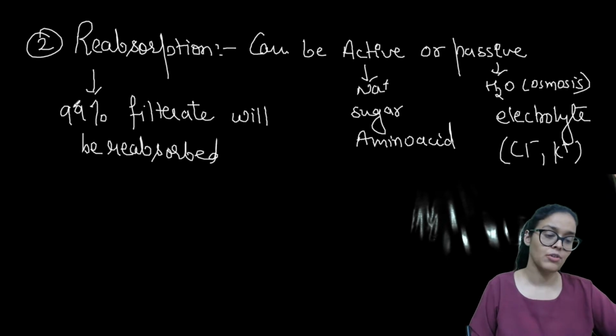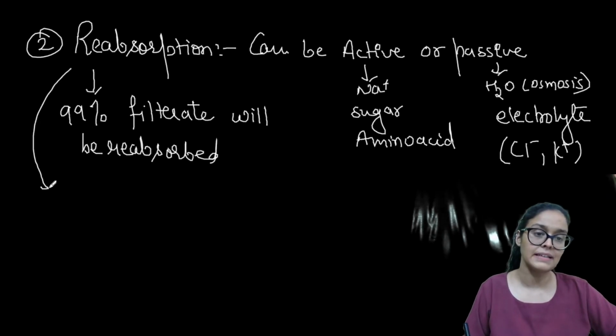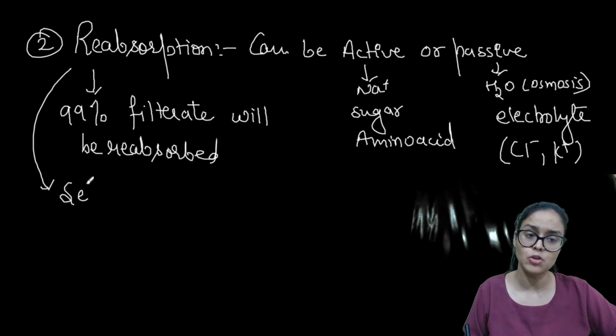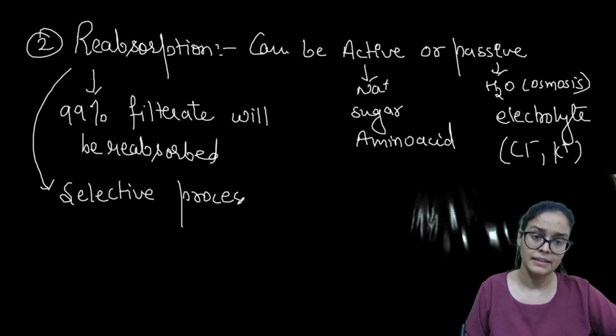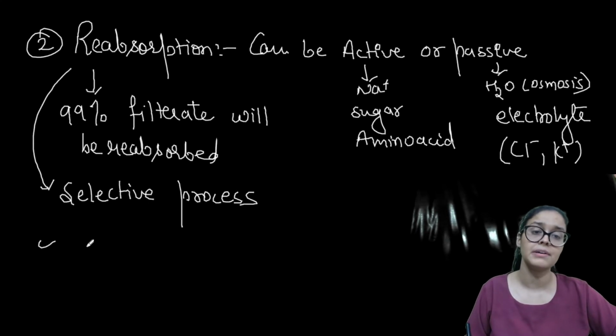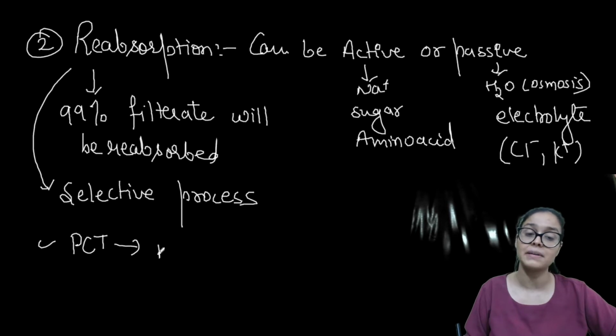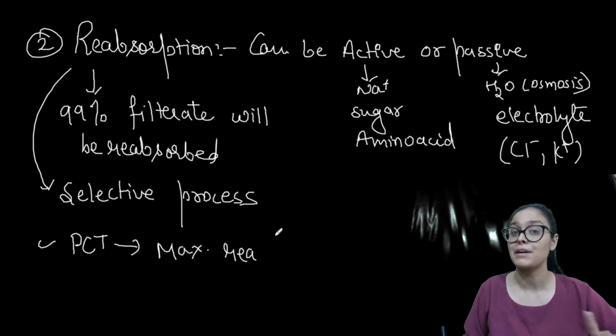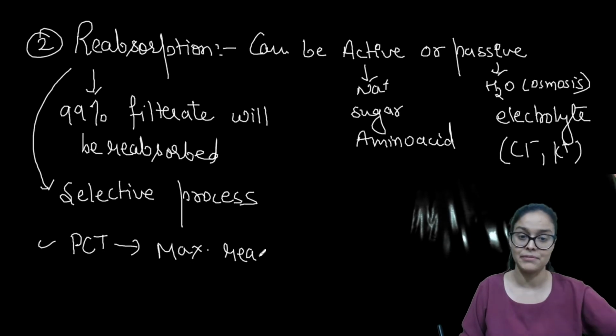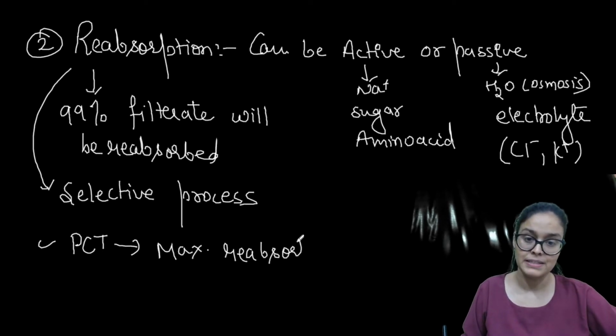And obviously you have to remember that PCT, when we talk about reabsorption, is a selective process, meaning selective things will be reabsorbed back. So this is something which you have to remember. Plus, when we talk about reabsorption, the maximum reabsorption happens in the PCT. I have told you why, because it is lined with brush border cuboidal epithelium, in the previous class, right? So in the PCT maximum reabsorption will happen.